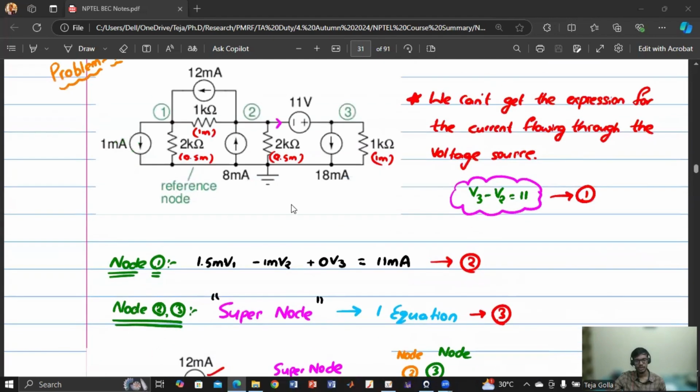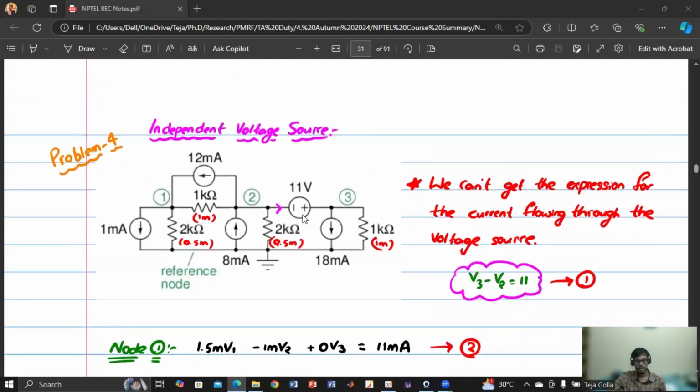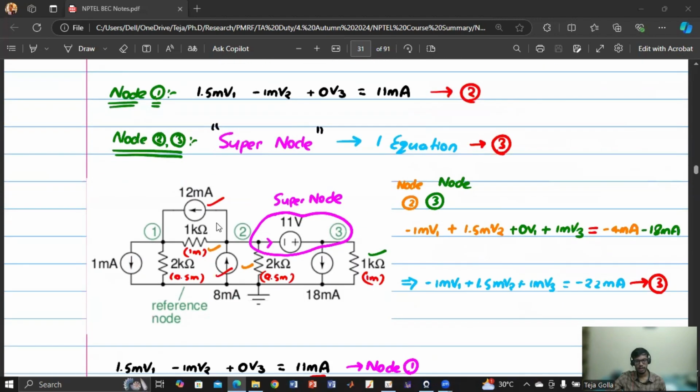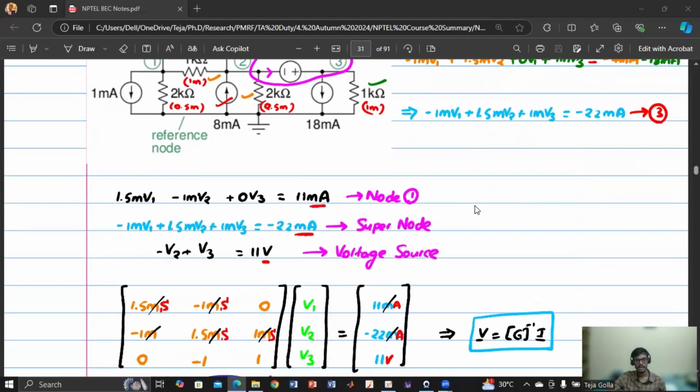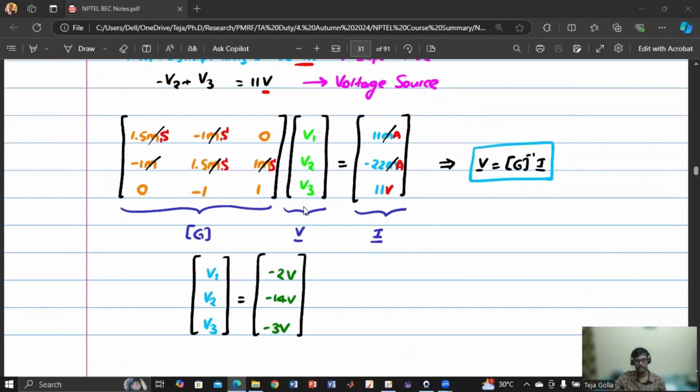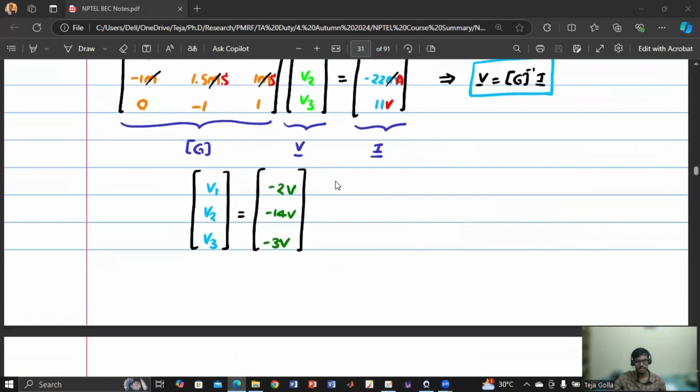So basically, you will get one equation at node 1, another equation by using the independent voltage source, and another equation by applying the super node. So you will get basically 3 equations and 3 unknowns, and you have to solve for the same. Again, here you have to be very careful while entering the terms in the given box.